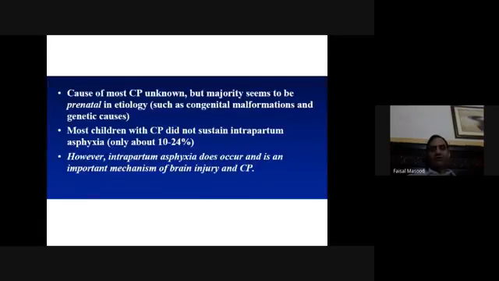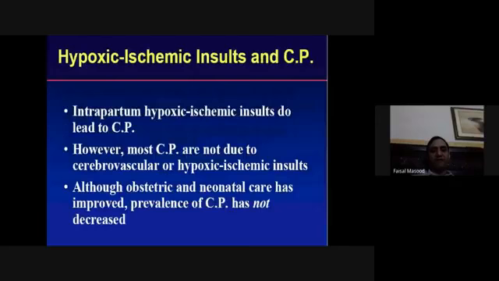Most children with CP did not sustain intrapartum asphyxia. However, intrapartum asphyxia does occur and is an important mechanism. At times, it is unidentifiable.